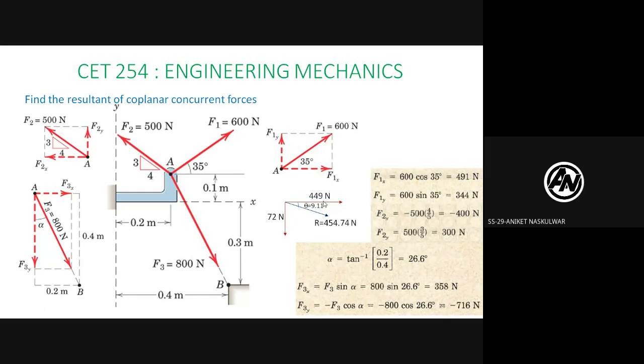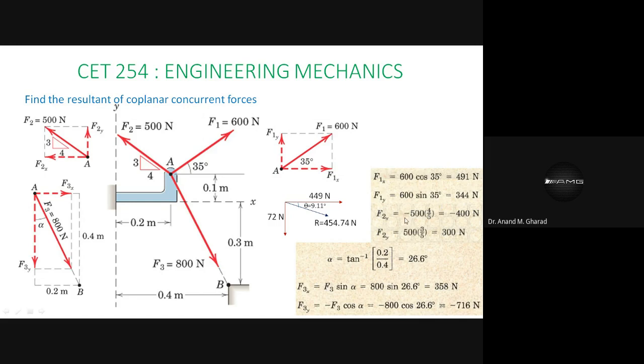Yes, sir. If you want to verify, you can do it right now. See, 491 minus 400 plus 358. So how much does this come to? 91 plus 358, sorry, 91, not 191. It should be 449.